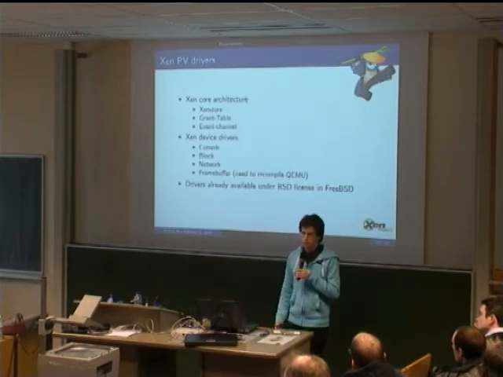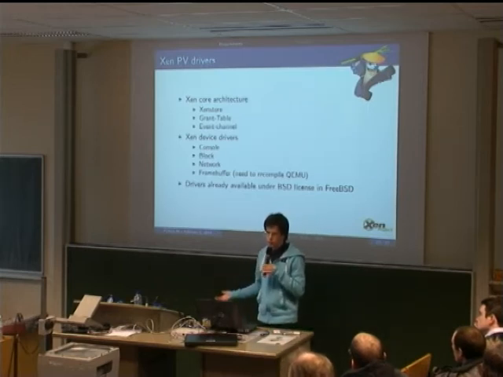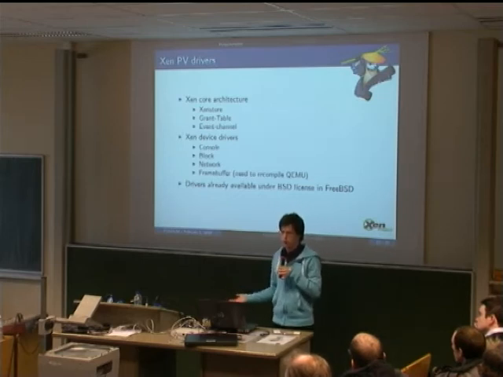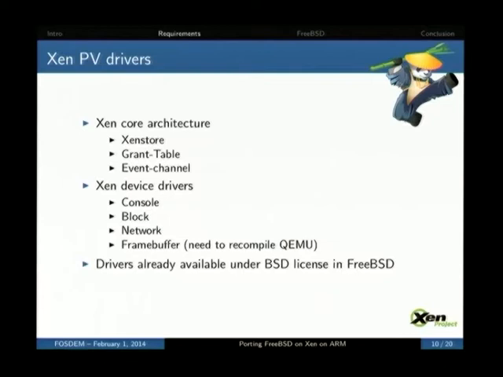The next thing is, you have the memory, you have the device tree, but you can't print anything for now because you don't have any PV drivers. There are two important things in the PV driver, so we can divide it with the Xen core architecture. It's the main thing used by every driver. There is XenStore, the grant table, and the event channel.